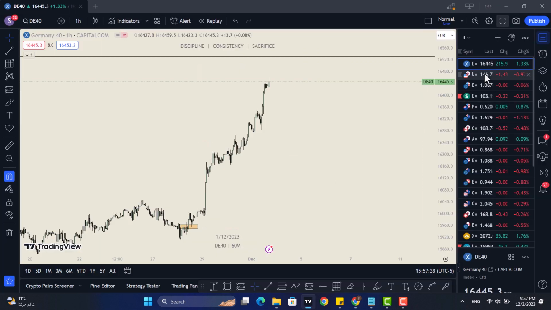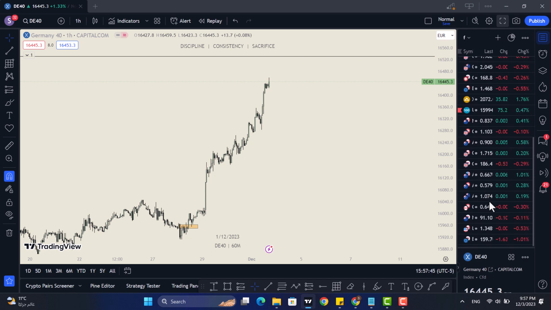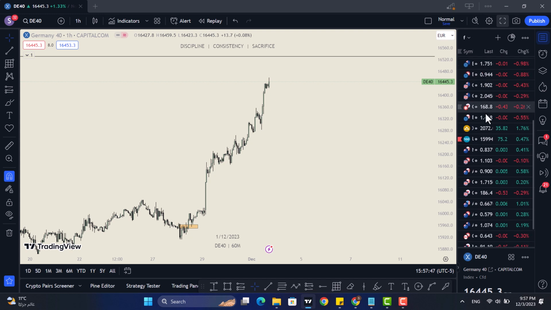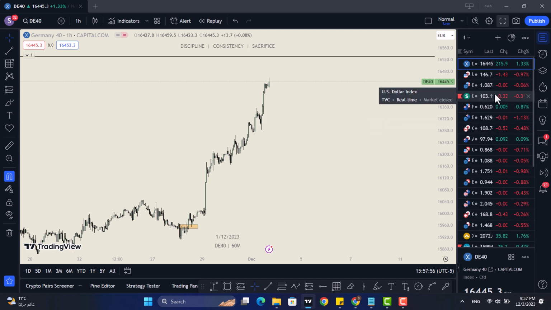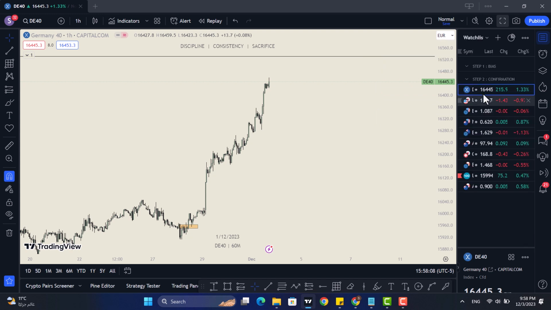Now, my process of choosing pairs involves going through each one of these instruments right here. As you can see, there is a lot of pairs. We have gold, indices, and Forex pairs, of course. And going through them one by one and filtering them is going to take a lot of time. So instead of doing that, I have already done that, and I'm going to share with you directly my watch list right here. So only 10 instruments.